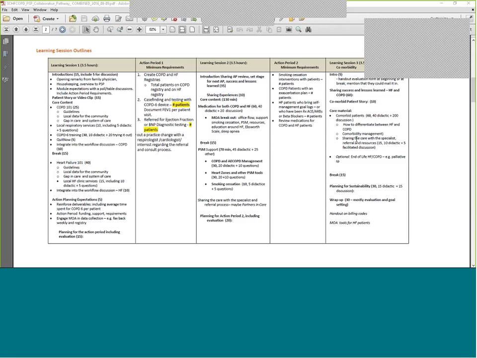Finally, in learning session 3, more of the focus comes back to, again, looking at the shared model, understanding how COPD and heart failure can work together in a comorbid patient and how they have to be dealt with.